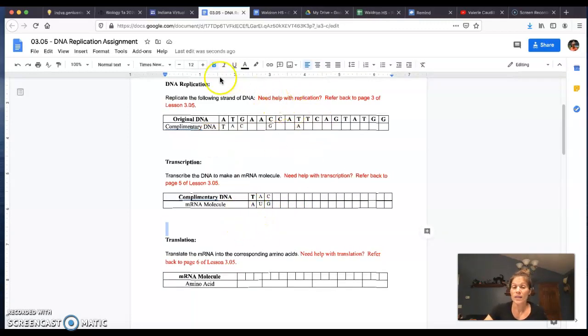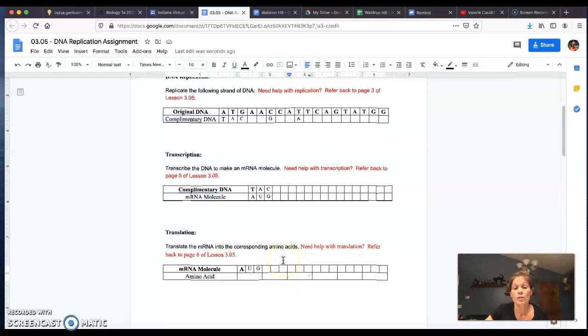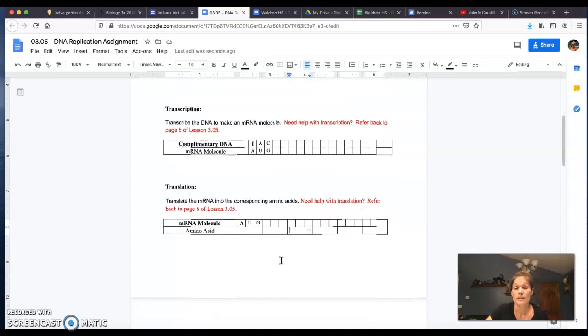Now something else to think about: DNA replication, transcription, took place in the nucleus. But now this mRNA molecule is going to leave the nucleus and go out to the cytoplasm, to a ribosome, to be translated into an amino acid chain. So now we have to copy our AUG and add that down here. And now we're going to translate the mRNA into a corresponding amino acid sequence.